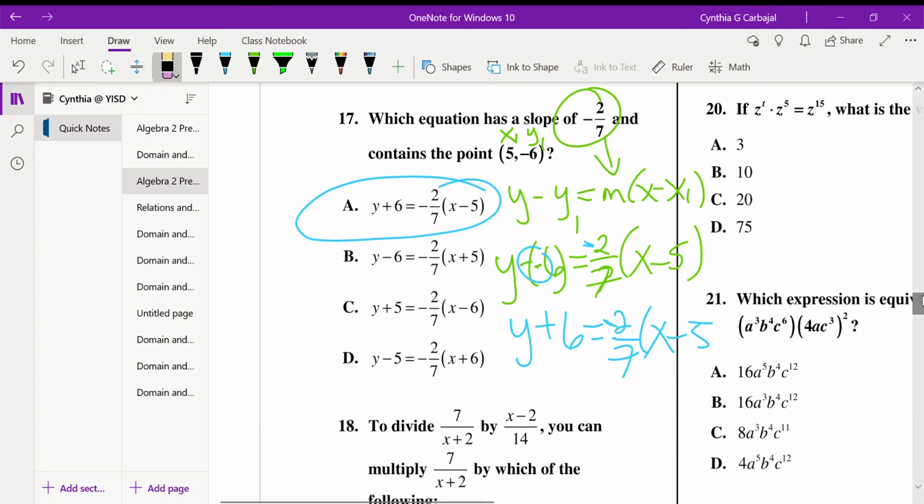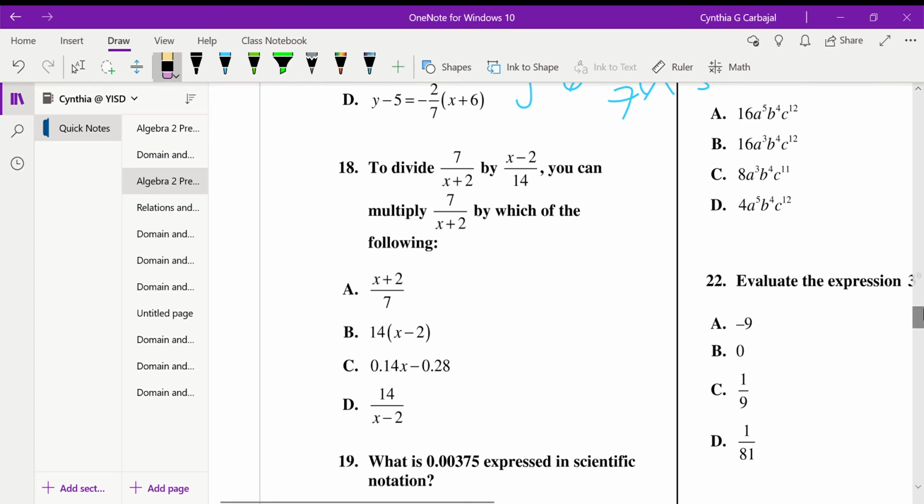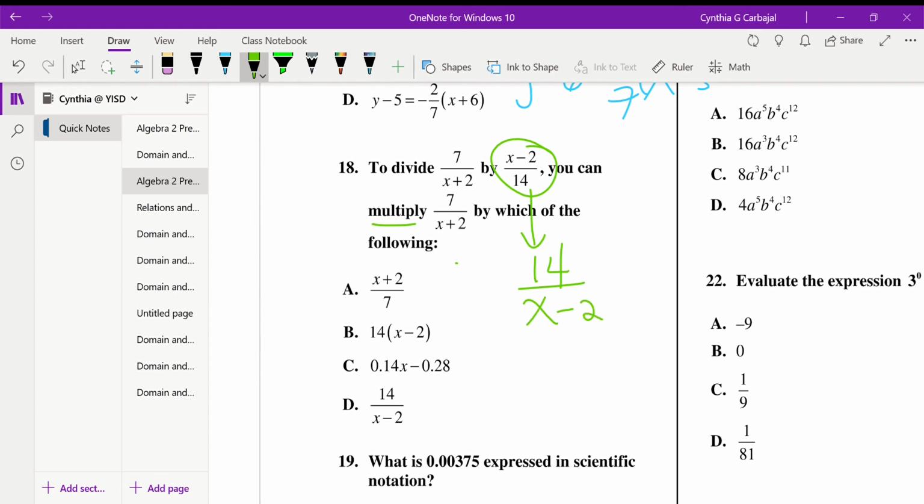Number 18. Number 18 is actually easier than it looks. It looks super complicated, but it is to divide this fraction by this second fraction. You multiply the first one by what? Well, if you remember your rules of fractions, in order to divide by a fraction, you're going to multiply by its reciprocal. So when it says multiply by what, you just get the reciprocal. Whatever's on the top goes to the bottom, whatever's on the bottom goes to the top.